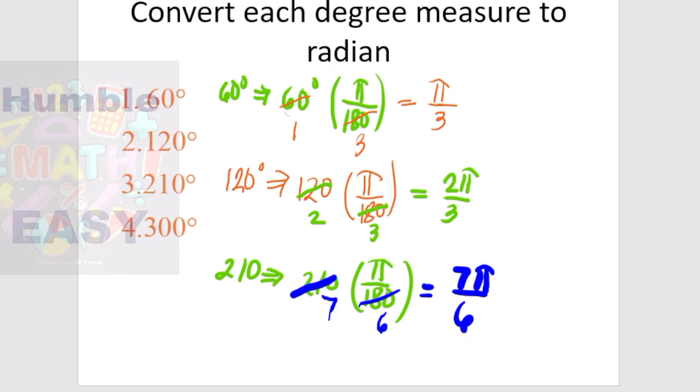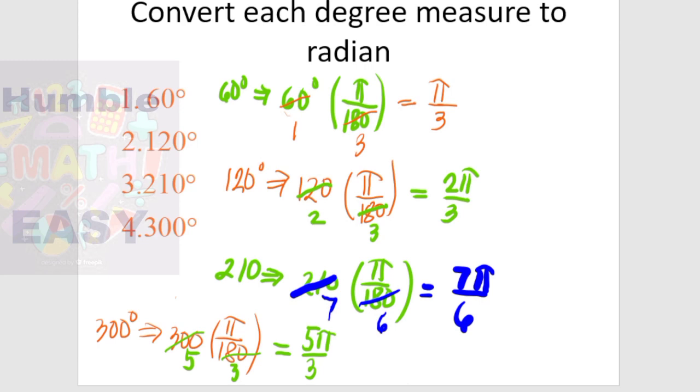And then we have another one, which is 300 degrees. So 300 times pi over 180. This is divisible by 60. So 300 divided by 60 is equivalent to 5.